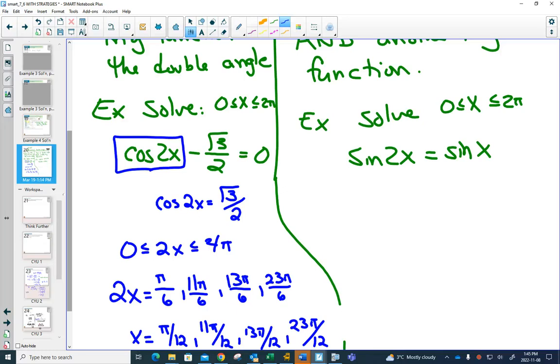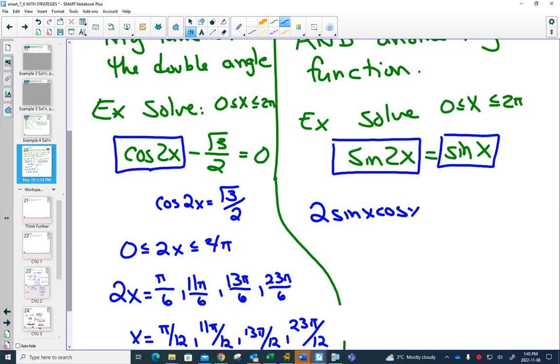The second question on the right has a sine 2x and a sine x. So this one won't be a multi-revolution. Instead, you'll go to your formula sheet and you'll change the sine 2x to 2 sine x cos x. And then use your strategies that we wrote down before.